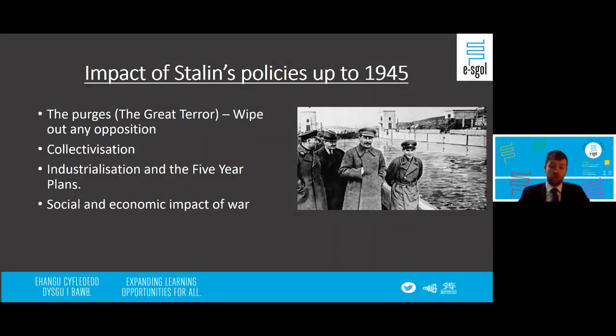Industrialization and a five-year plan saw huge government centralization, and the social and economic impact of war was also very, very visible. Just like in the First World War, they threw everything at the war itself. So too did they in the Second World War as well.